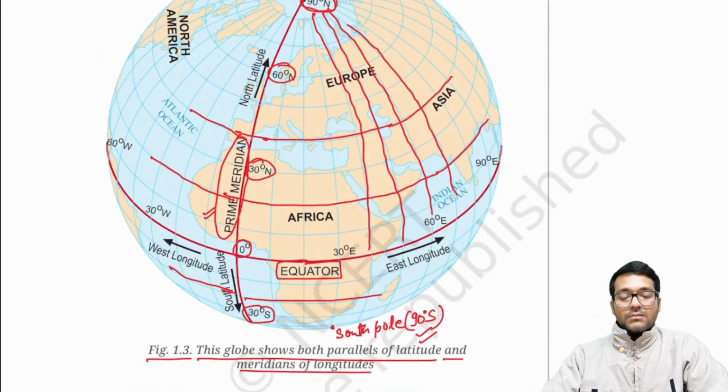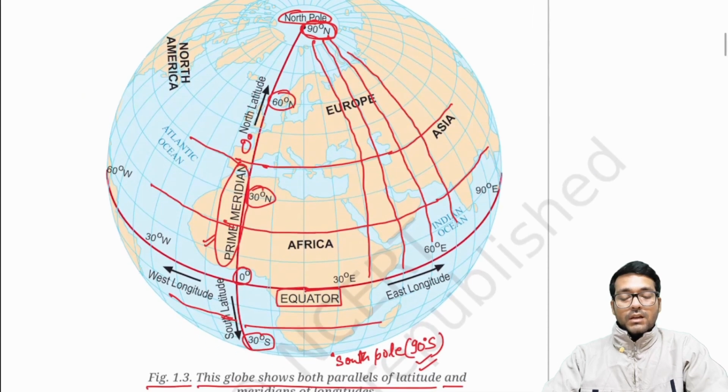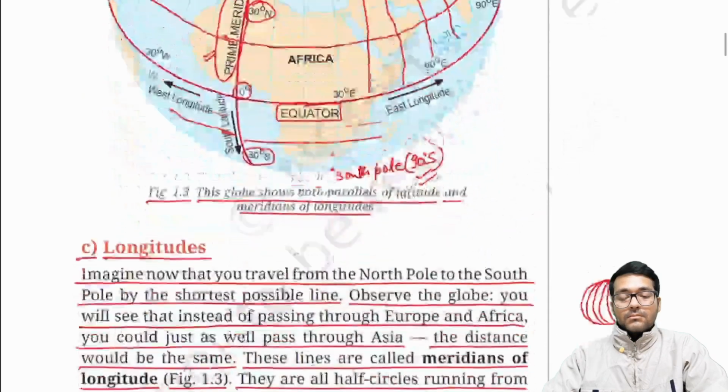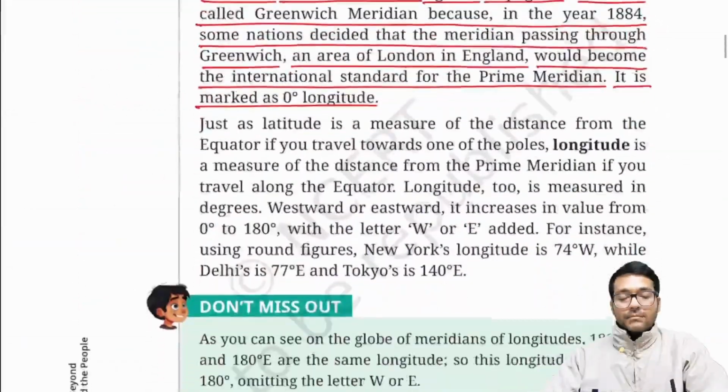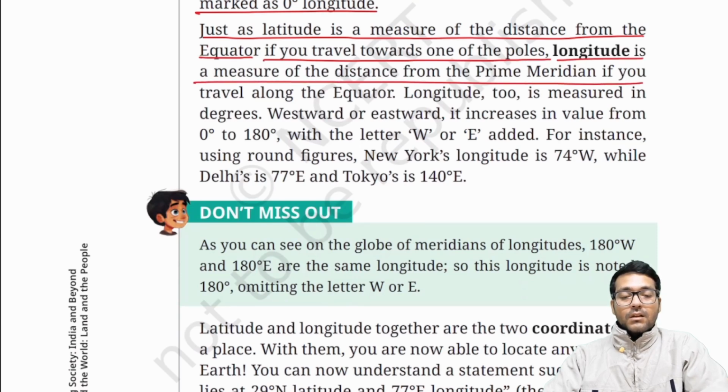The prime meridian passes through a place called Greenwich in London. It is also called 0° longitude, joining the North and South Pole. Just as latitude is a measure of the distance from the equator if you travel towards one of the poles, longitude is a measure of the distance from the prime meridian if you travel along the equator.